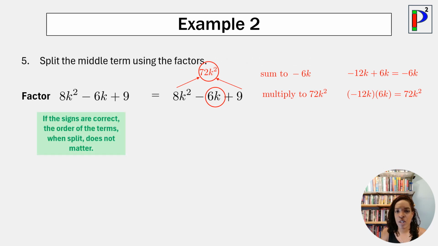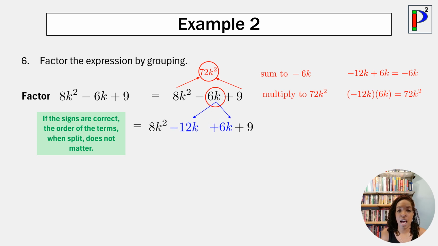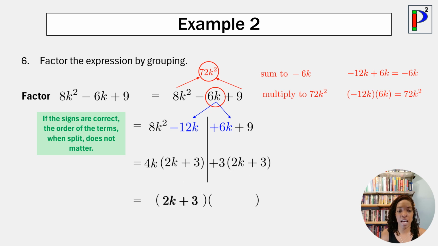Now, if the signs are correct, it doesn't matter what order I use to split them. Okay, so I keep my two other terms on the outside, and negative 6k becomes negative 12k plus 6k. Then I'm going to factor the expression by grouping. I'll add in a bar. 4k comes out. I'm left with 2k plus 3. 3 comes out, and I'm left with 2k plus 3. Finally, I bring down my binomial, left with 4k plus 3, and I'm fully factored.